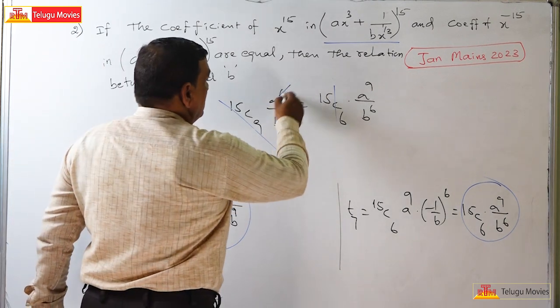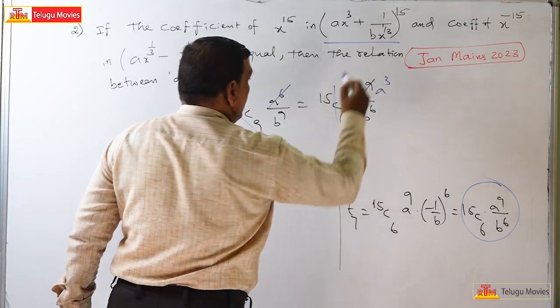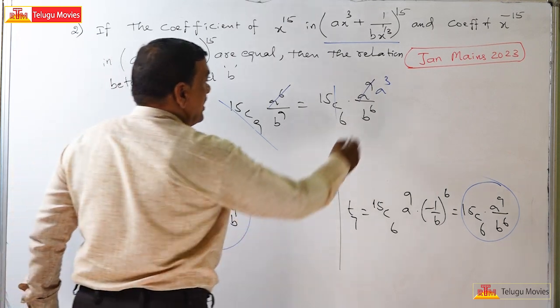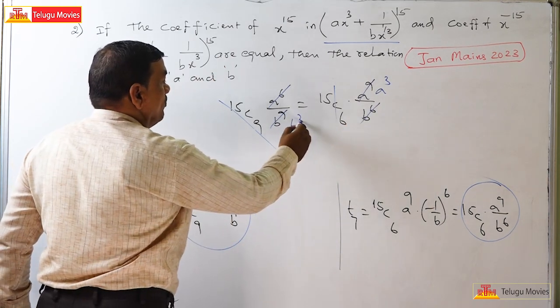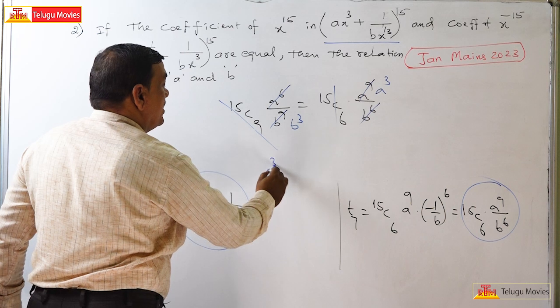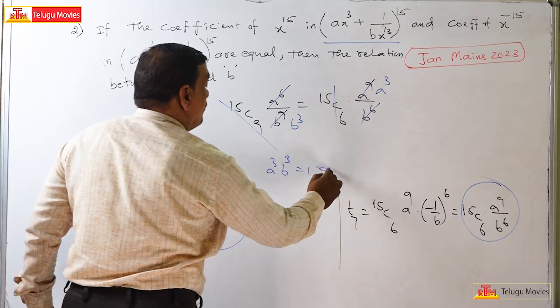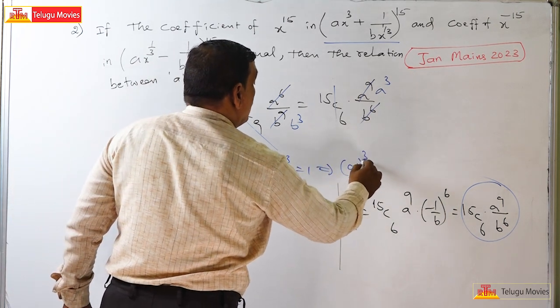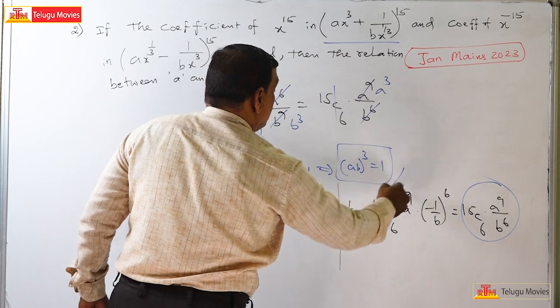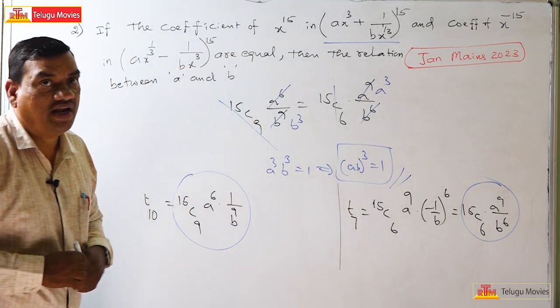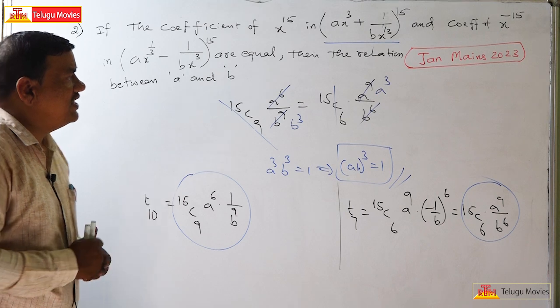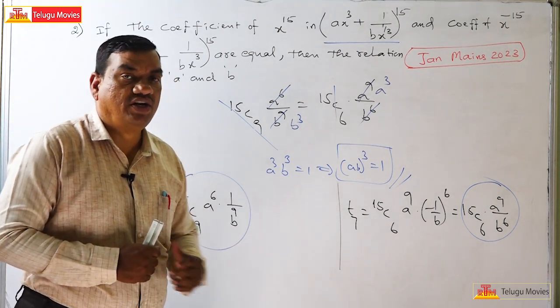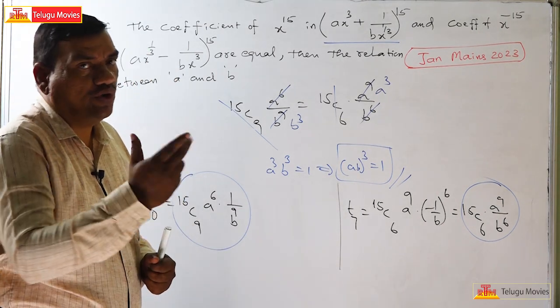See here, a³ will come, and here b⁶ over b⁹, so b³ will come. If we cross multiply, a³b³ is equal to 1. Therefore (ab)³ is equal to 1. This is the relation between a and b. Okay, a very easy problem this is. I hope that you understand this solution. Let us move to the next problem.